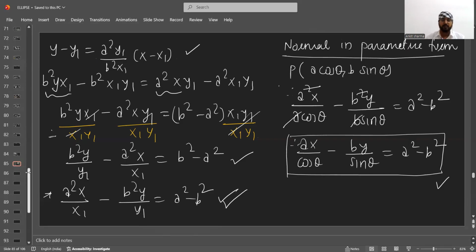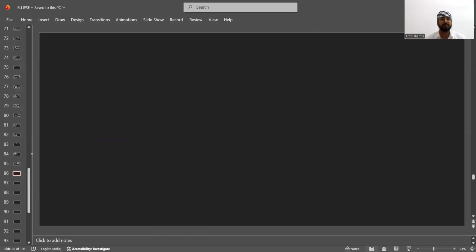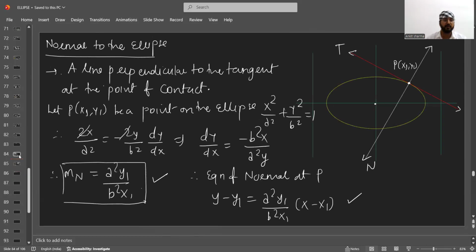Now, suppose I want the equation of normal in slope form. That means I want the equation of normal having slope m. So the equation of normal having slope m. Let's derive this. So we already have the slope of the normal. Slope of the normal is this here.